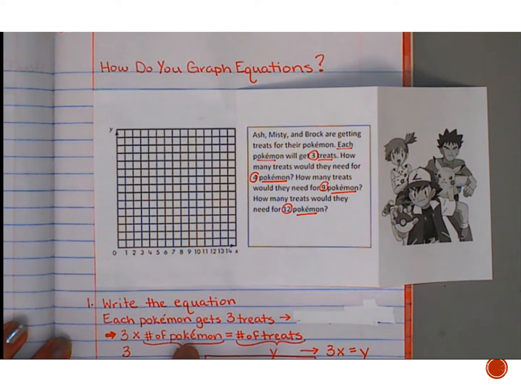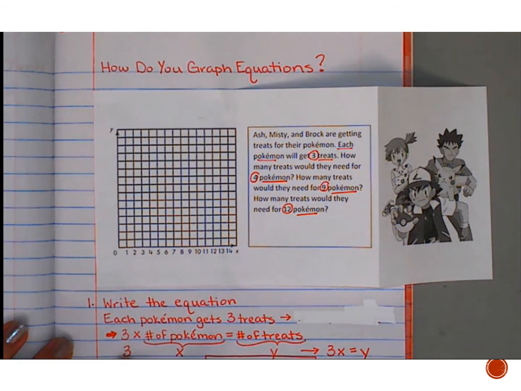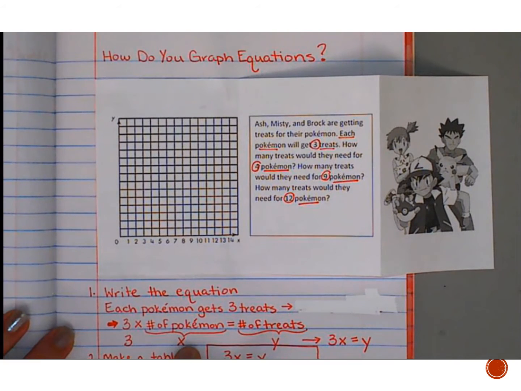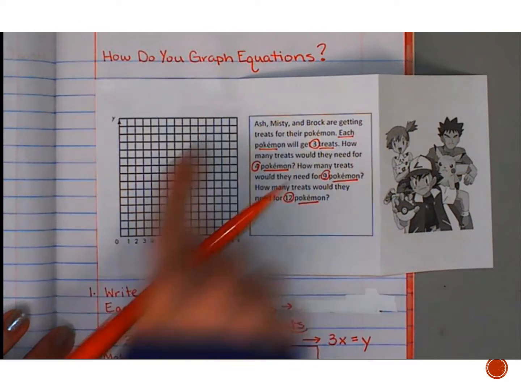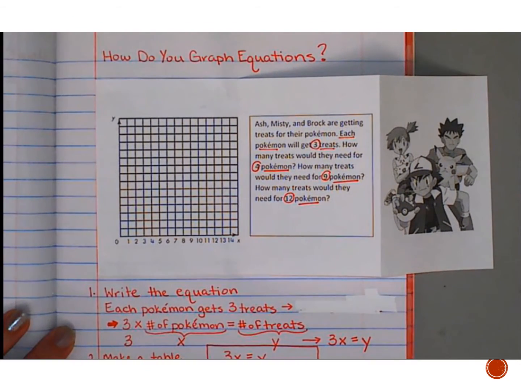So instead of always writing it out like this, 3 times the number of Pokemon equals the number of treats, we can use our variables. Okay, so we could use 3, our number. We can multiply it times x, which would be the number of Pokemon, and we would get equal y, the number of treats. So we could come over here and say that our equation is going to be 3x equals y. So our next step after we make our equation, so that we can graph that equation on this chart, is to make a table.